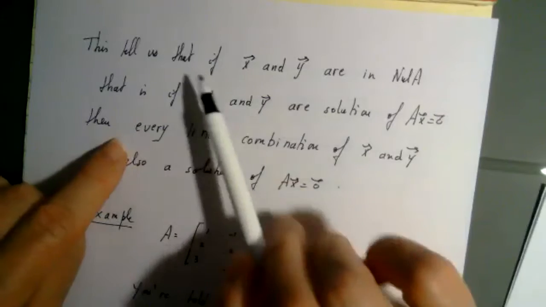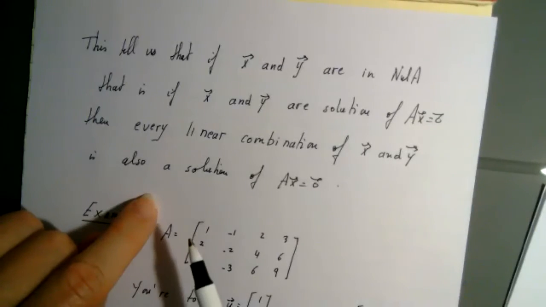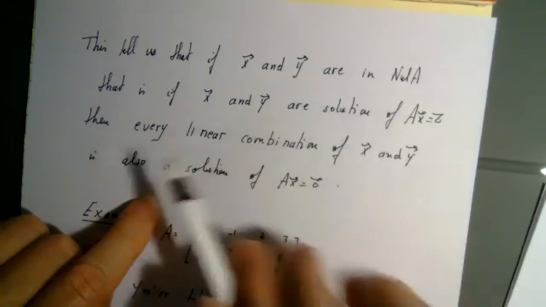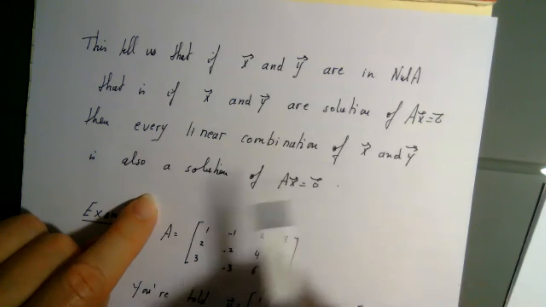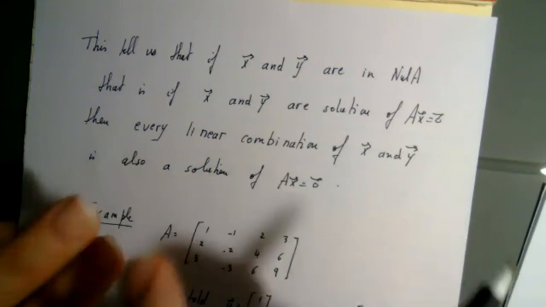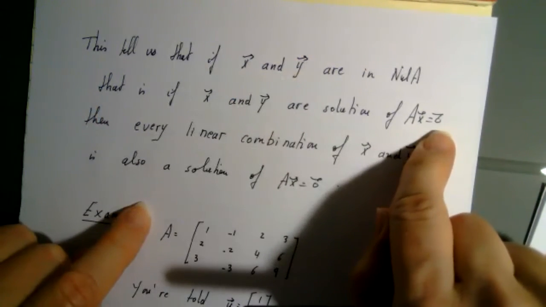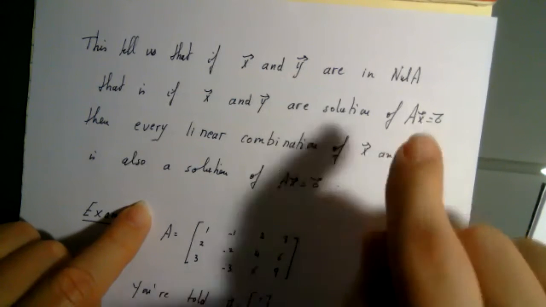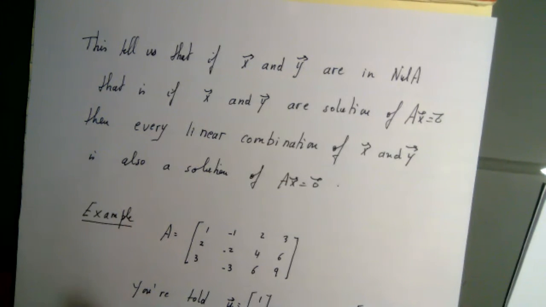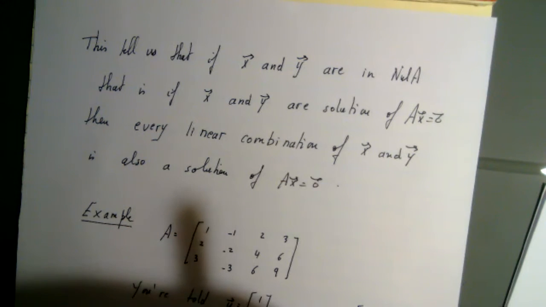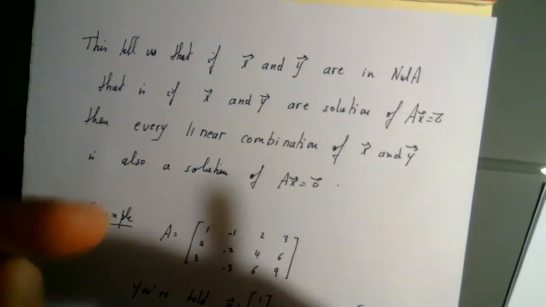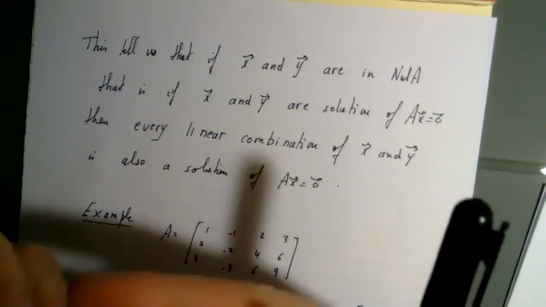And this is what my last question here is about. So what does this tell us? It tells us that if X and Y are in the null, that is, if X and Y are solutions of the homogeneous system, then every linear combination of them is also a solution. So once you know two solutions of the homogeneous system, any combination of them will also give me a solution. So you can generate a lot of solutions from only two of them. That's really what a subspace means for us.